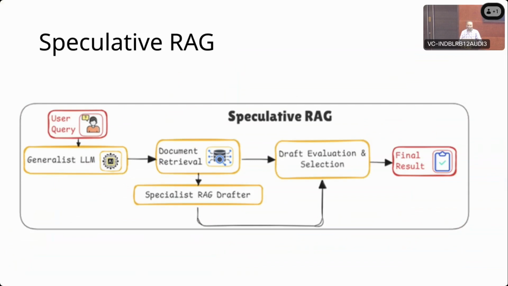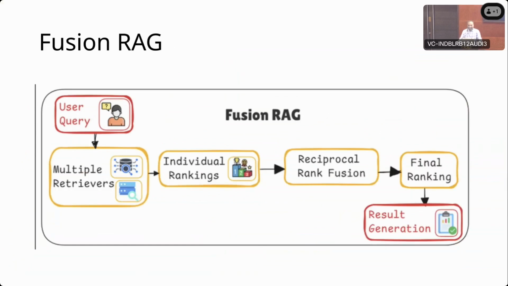So the thing is, there is also a concept called mixture of experts. Speculative RAG, mixture of experts, and mixture of agents all follow a similar approach, where they use more than one LLM and try to get the best response out of them, score it, and pass it as the response. And fusion RAG is again multiple retrievers with individual rankings, and it will reciprocate the rankings and give it as a final ranking.